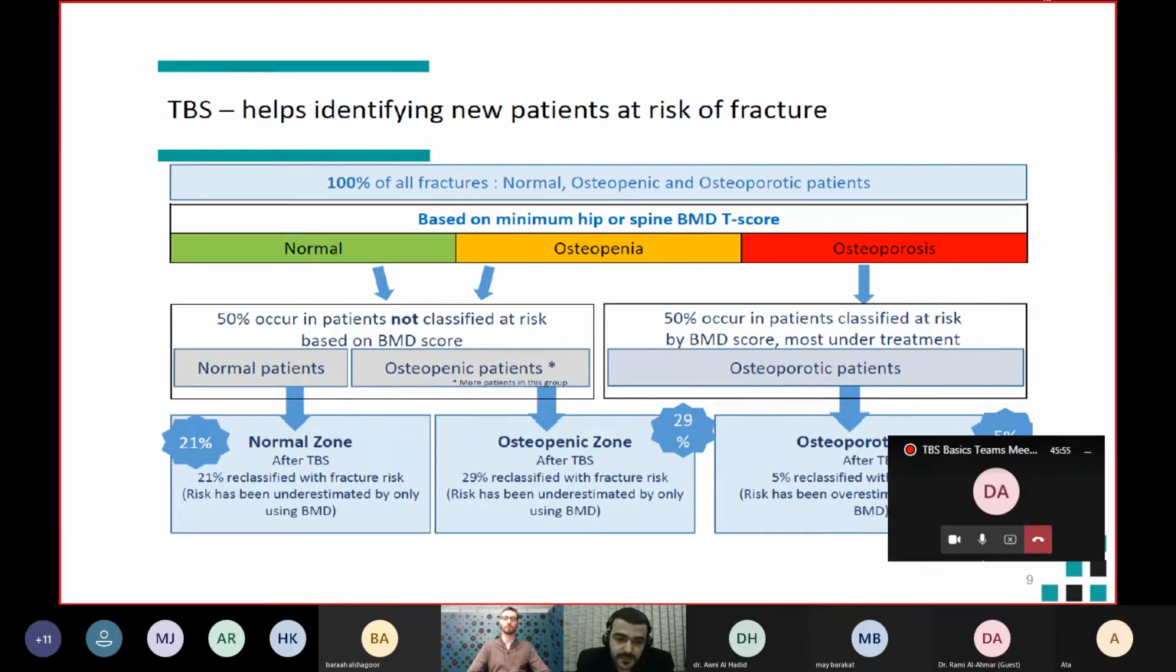If we add the TBS value for those patients, we will have a reclassification for 21% of the normal zone. Okay, 21% of those 50% fractures are reclassified as underestimated because we only looked at the BMD. 29% of the fractures in the osteopenia zone were also reclassified because they were underestimated by only using BMD. While in the osteoporotic region, 5% were reclassified because they were overestimated.